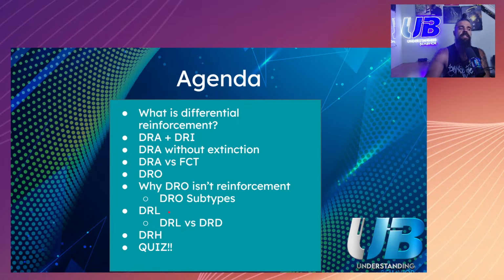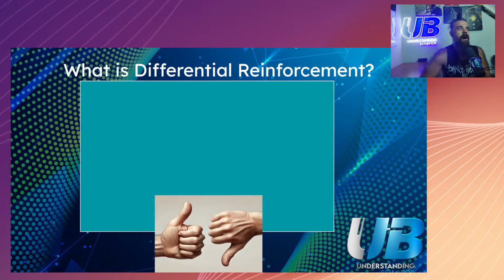Then we'll get into DRL. We'll compare and contrast DRL versus DRD and talk about the DRL subtypes. Then we'll talk about DRH and some subtypes, and then we'll do a quiz at the end. I think we've got a quiz somewhere mixed in here too, so we'll keep it active and fun and engaging for y'all. All right, well, let's do it.